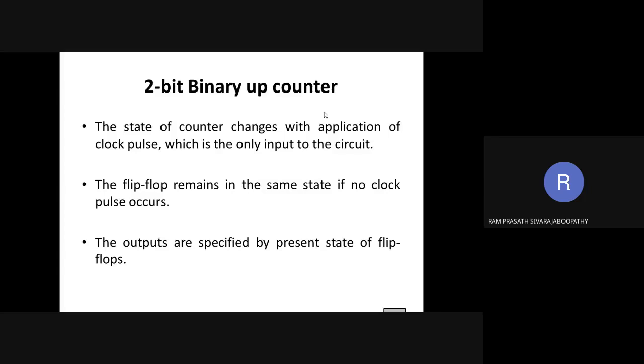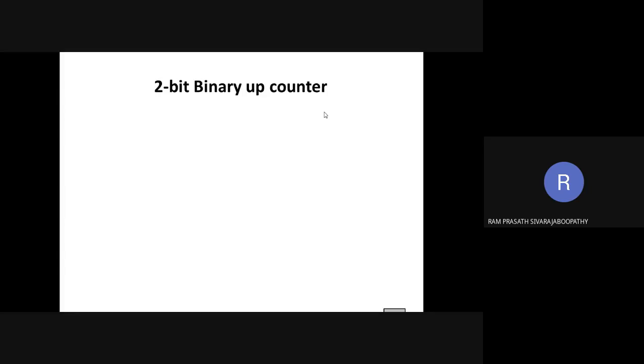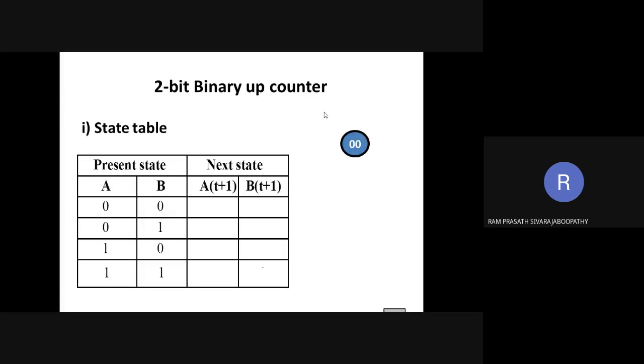So the outputs are specified by the present state of the flip flop. Okay, so what do we say the output is here? We say it equals the present state of the flip flop. That is, you can consider the output of the flip flop directly as the output. That's all. Okay, now shall we make the state table?